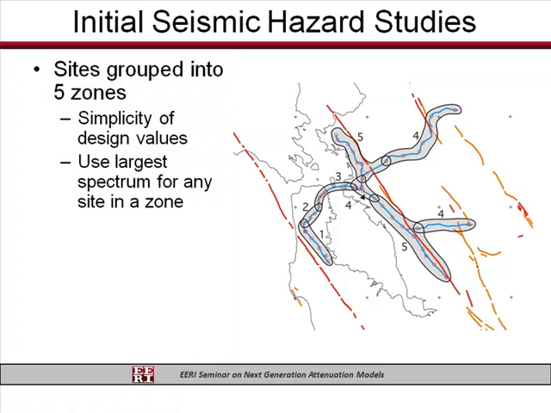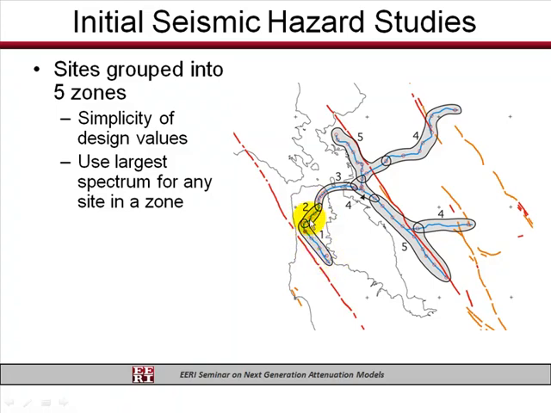zones. What I'm showing here is the same system-wide map. I've removed some of the other faults in the area, but you can see here the San Andreas again for reference, the Hayward running down here, and they've broken it up into 5 zones. The first zone is those sites which are located along the San Andreas fault or close to the San Andreas fault.